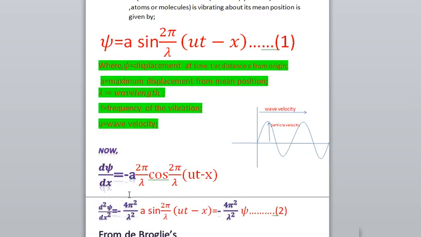d square psi upon dx square equals to, here minus remains, and if we differentiate cosine, then we get minus sine, and here also minus, so 3 minus is nothing but minus. Multiplication: minus 4 pi square by lambda square A sine 2 pi by lambda (ut minus x). We see in equation 1 psi equals A sine 2 pi by lambda (ut minus x). Then we can write minus 4 pi square by lambda square into psi.